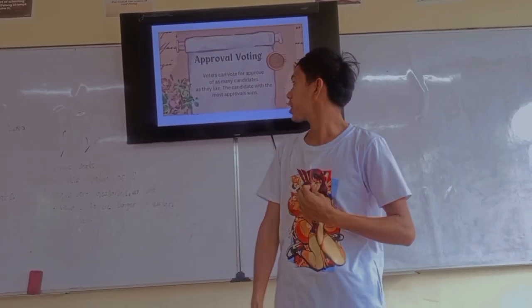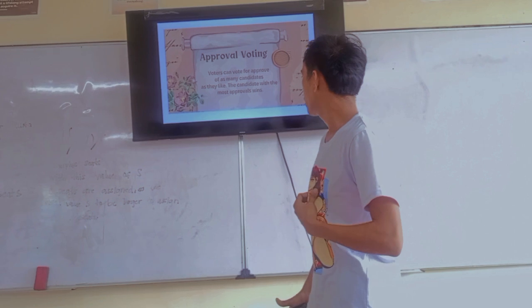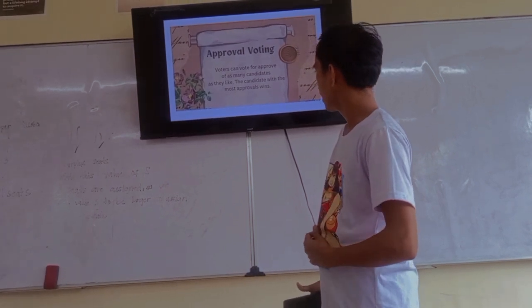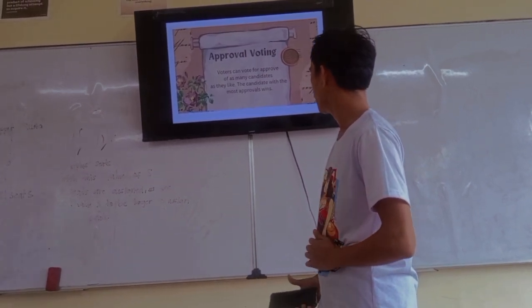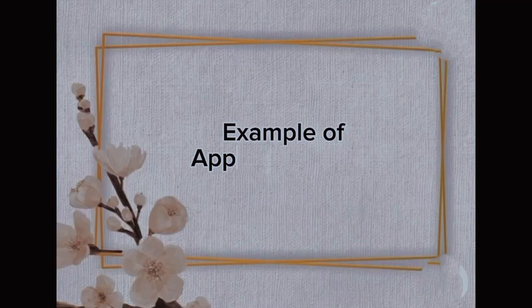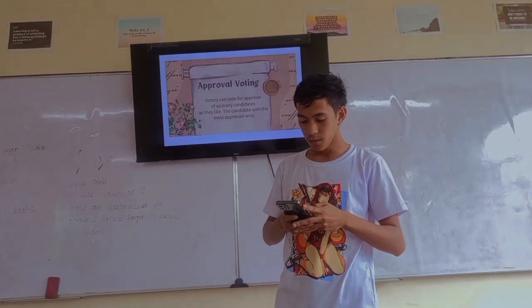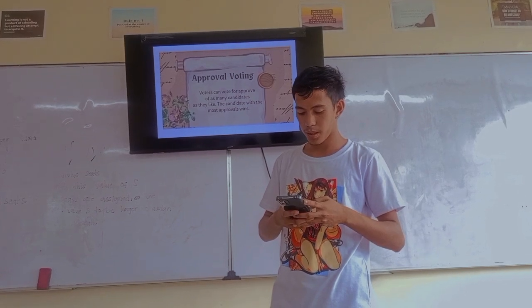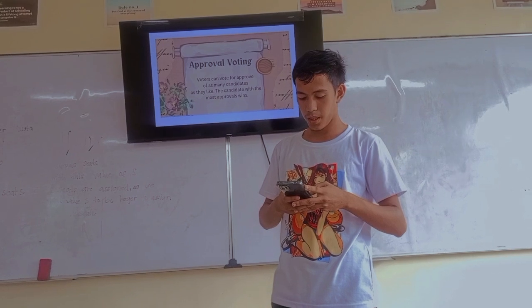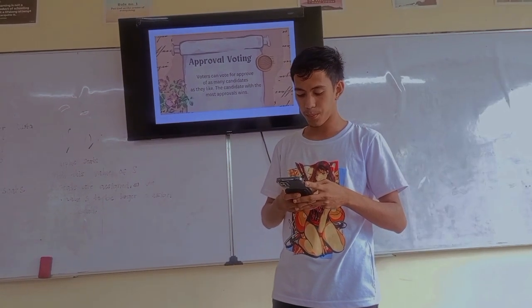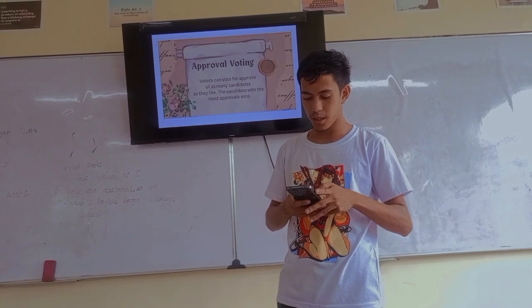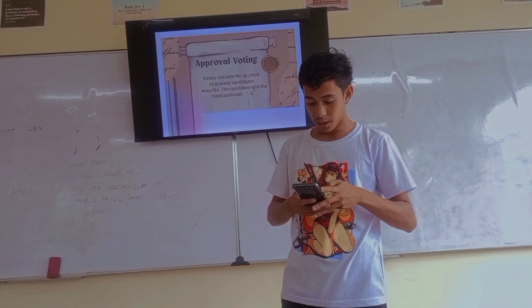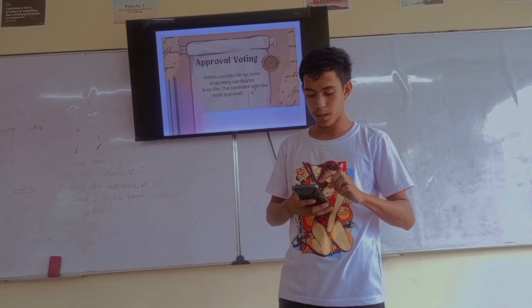The last voting method, approval voting: voters can vote for as many candidates as they like, and the candidate with the most approval votes wins. Example: voters can approve more than one candidate. Candidate A, 12 approvals. Candidate B, 15 approvals. Candidate C, 10 approvals. Candidate D, 8 approvals. Candidate B wins with the most approvals.